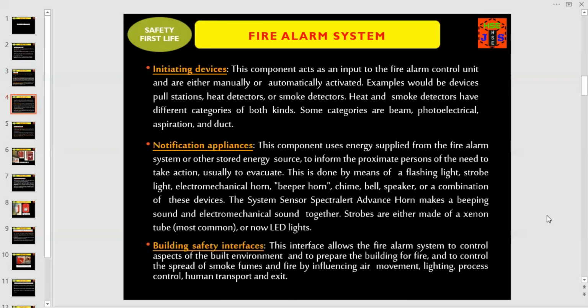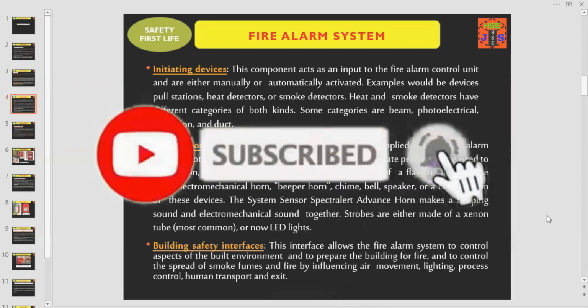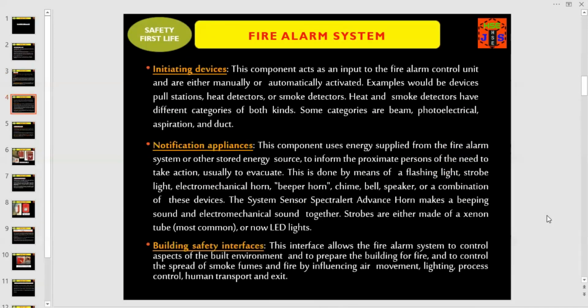What is the function of initiating devices? This component acts as an input to the fire alarm control unit and is either manually or automatically activated. Examples would be pull stations, heat detectors, or smoke detectors. Heat and smoke detectors have different categories of both kinds. Some categories are beam, photoelectrical, aspiration, and duct.